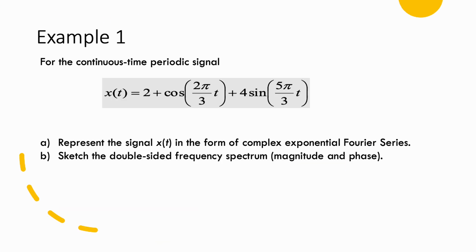Now let's look at this example. In this question, they ask you to represent the signal x(t) in the form of complex exponential Fourier series. It is given to you in trigonometric function, so you need to convert from the trigonometric form to complex exponential Fourier series. And then you need to sketch.